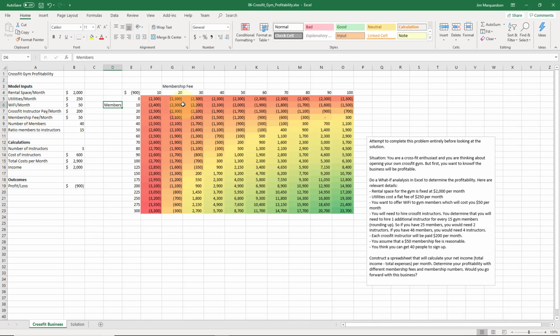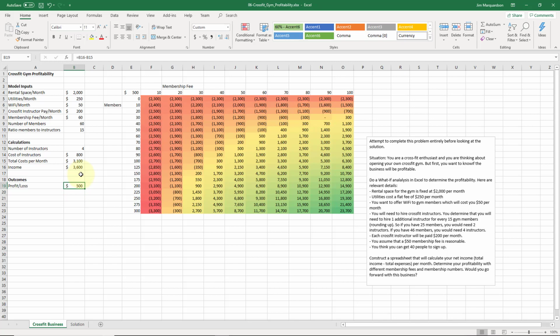But this is analysis showing how you can start from scratch, build a model that represents a real world scenario, and then use some what-if analysis to change some of those inputs and see maybe what our best scenario is. So maybe I'm thinking, you know what, I really want to aim for a $60 membership fee, and I'm going to work really hard at advertising. So I think I can get 60 members right away. That's going to give me $500 profit per month.